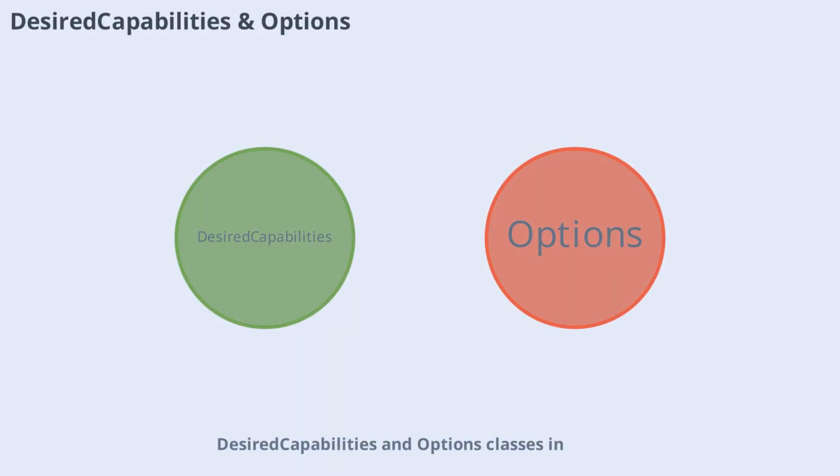Desired capabilities and options classes in Selenium let you configure browser profiles, preferences, and behaviors. For example, you can run browsers in headless mode, disable extensions, or ignore SSL errors. These configurations help tailor the browser environment to your testing needs.